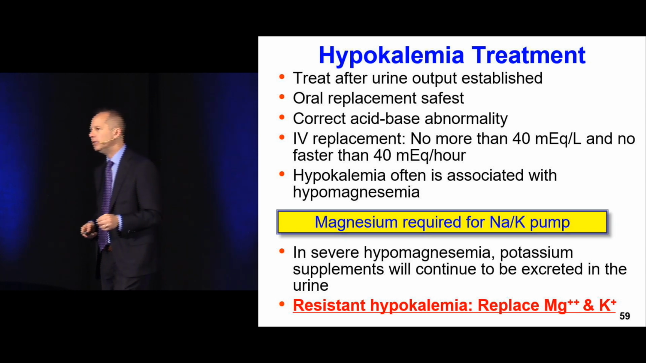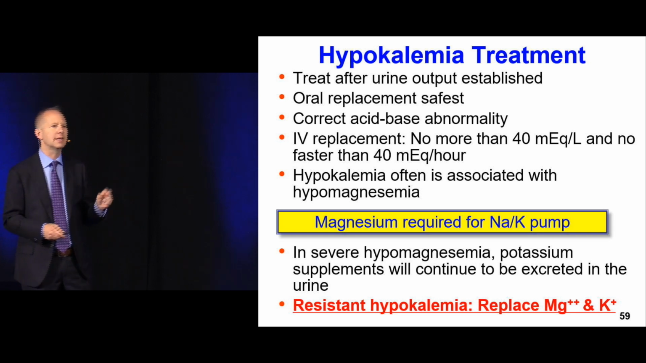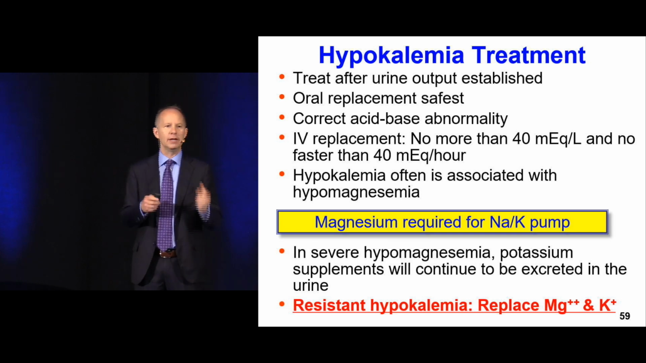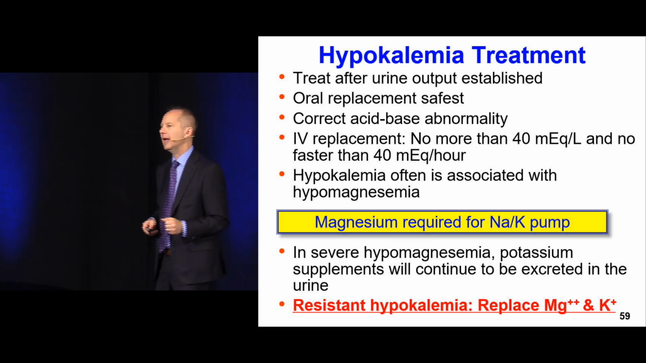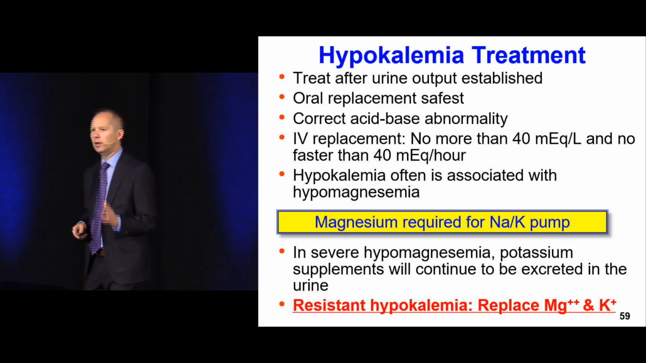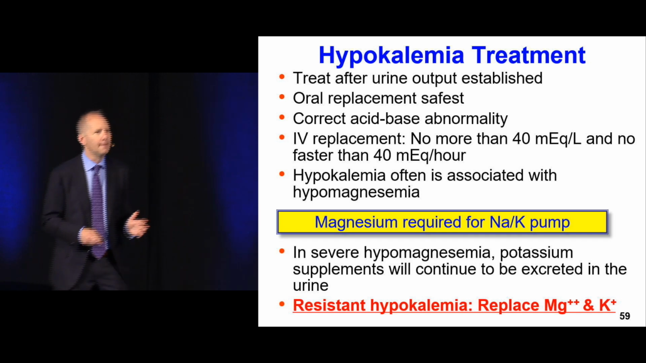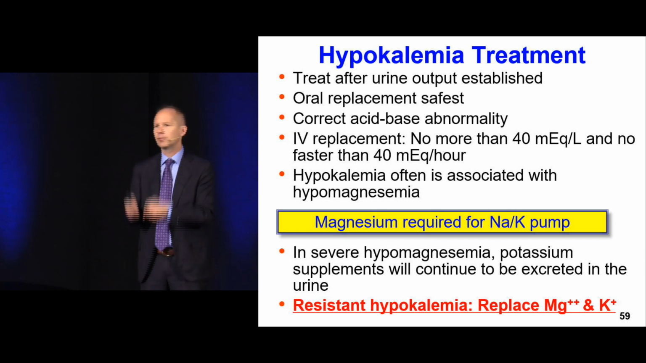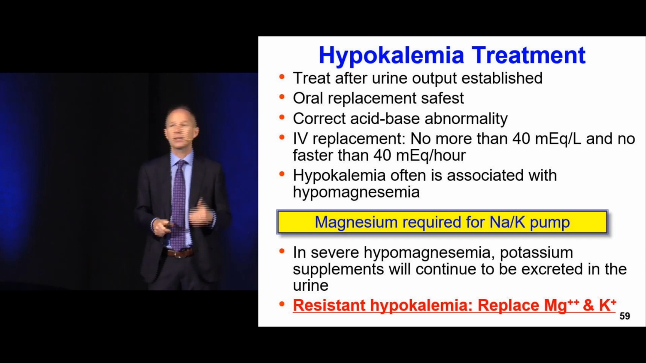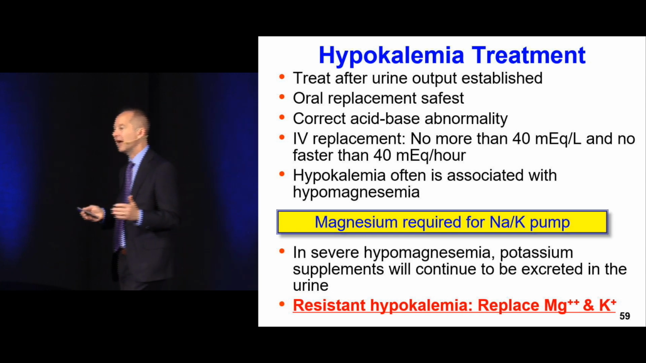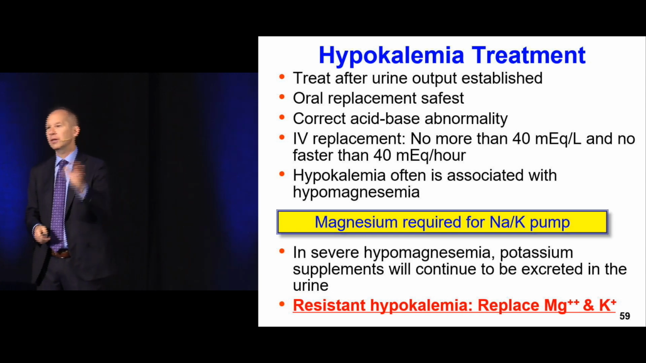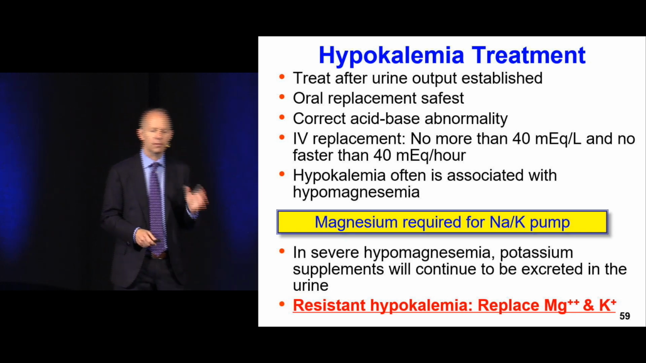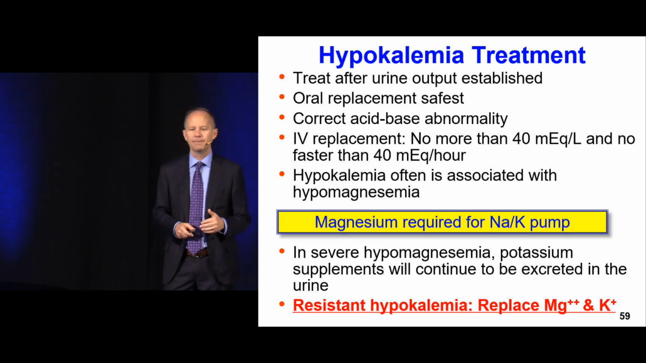When you give it IV, you can't put any more than 40 milliequivalents in a liter, and you can't run that any faster than over an hour, 40 milliequivalents an hour. And I promise you that when you write that order, your nurse will come find you and say, doctor, you can't put that much in the bag, and then we pull out the protocol and the books, because they don't like that concentrated. That's the most you can use, and usually your nurse isn't going to let you do it anyway. So oral is the way to go if you can do it. Oral rather than IV. Add IV if you want.